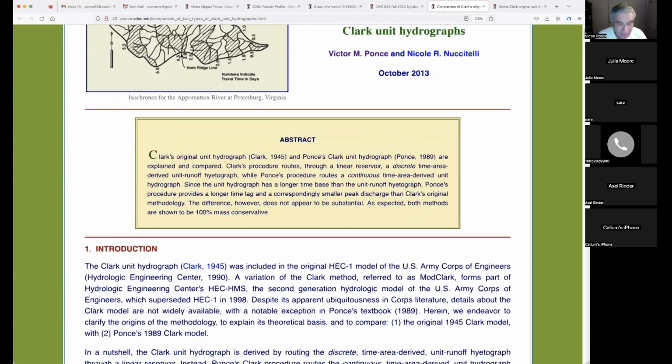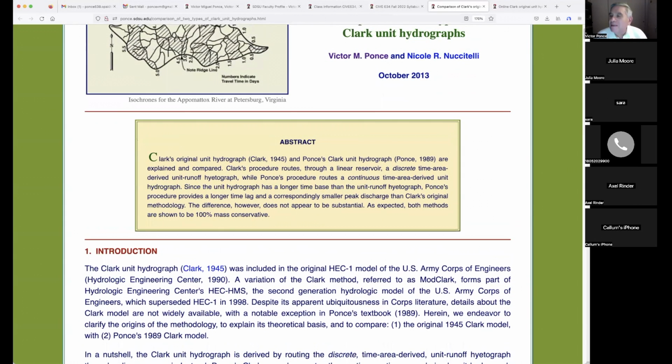Okay, so what's the difference? Conceptual difference. Clark's procedure, the original procedure, routes through a linear reservoir, as he intended to do, a discrete time area derived unit hydrograph. So he took the hydrograph and routed. We didn't do that. Ponce's procedure routes a continuous time area derived unit hydrograph.